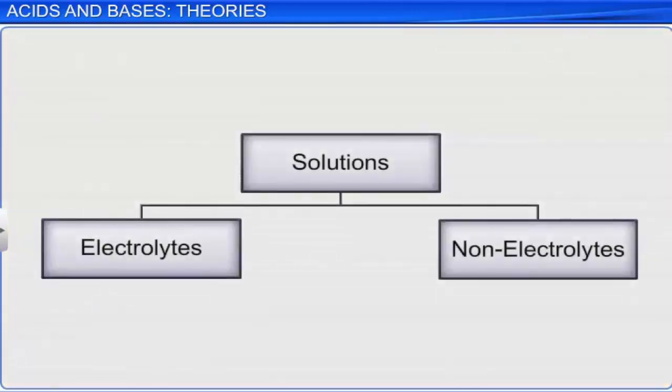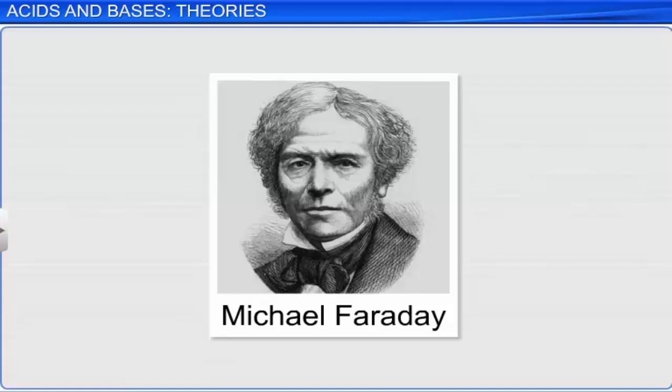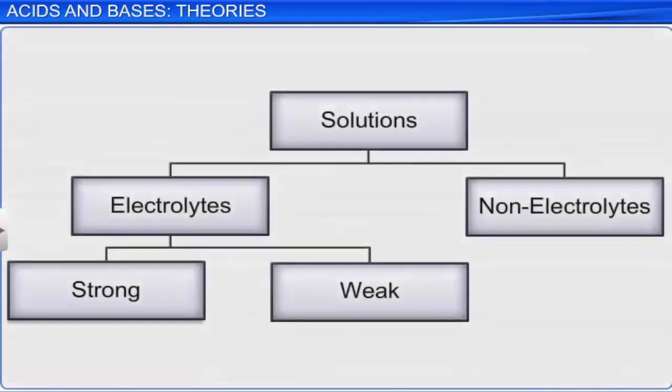This classification of substances into electrolytes and non-electrolytes based on their ability to conduct electricity was made by the English chemist and physicist Michael Faraday. Michael Faraday further classified electrolytes into strong and weak electrolytes. According to him, strong electrolytes undergo dissociation completely when dissolved in water, while weak electrolytes undergo dissociation only to a limited extent.